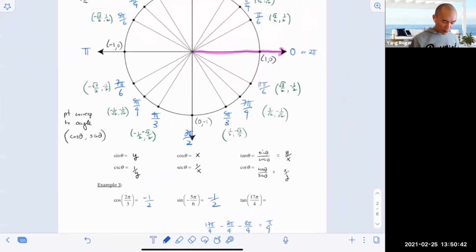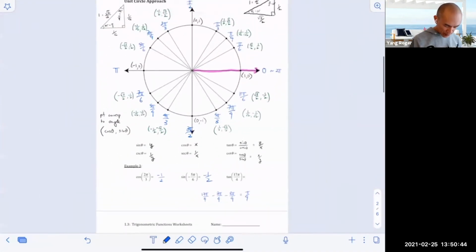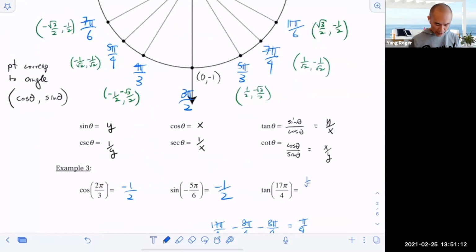So this is what's really happening with this question. We're starting here at angle 0. We go 8 pi over 4, another 8 pi over 4, and then 1 more pi over 4. That takes me to this point. And then what I want to do is divide the y coordinate by the x coordinate. Well, the y coordinate and the x coordinate are the same here. So this is going to be 1 over root 2 divided by 1 over root 2. That's equal to 1, and that would be our answer.